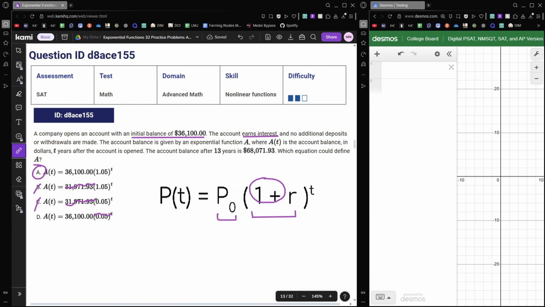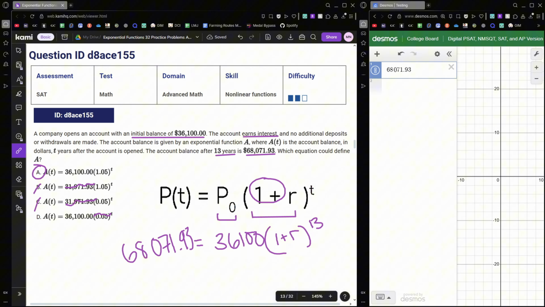Now if you really wanted to, you could solve it by hand, so let me go ahead and show you how to do that. First, I'm going to plug in our values. We know the initial balance is 36,100. We don't know the value of 1 plus r, so we can just keep it as that for now. And then we know the value of t is 13 years. Then we know that this entire equation is equal to $68,071.93. And now we can solve for 1 plus r. Instead of an equal sign, I'm going to put a tilde. And we get that r is equal to 0.05. But remember, to get the number inside the parentheses, you're going to have to add 1 to that. And you get that the number inside the parentheses would be 1.05, and that does match A.